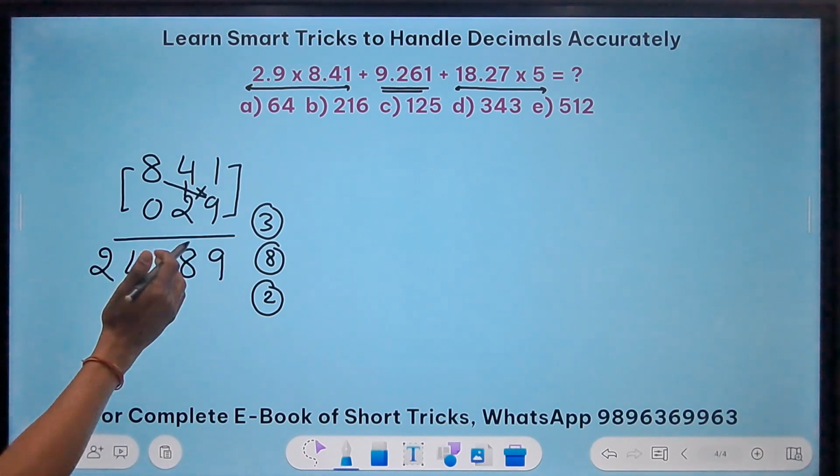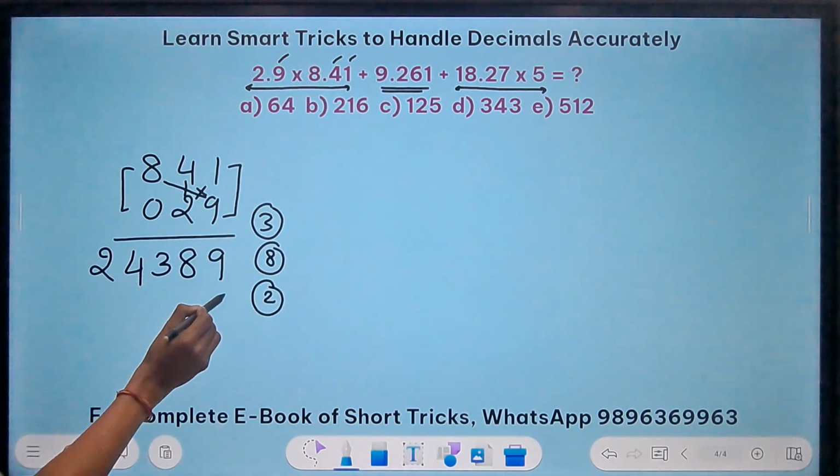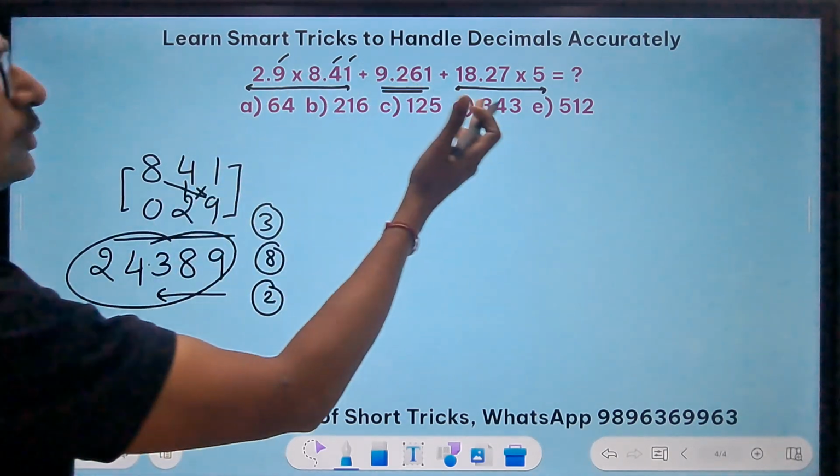That is the product. Now where will the decimal come? 1, 2, 3 decimal places. So we have the answer for the first part. So I will retain this here and I will go back to my last part.